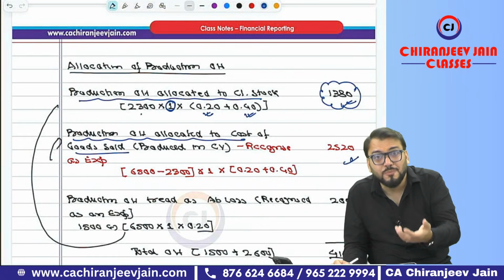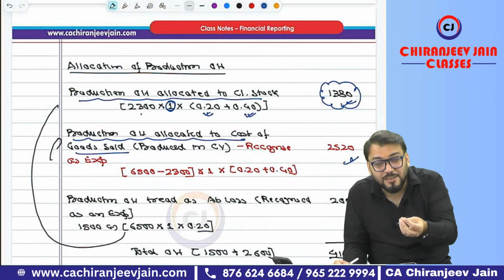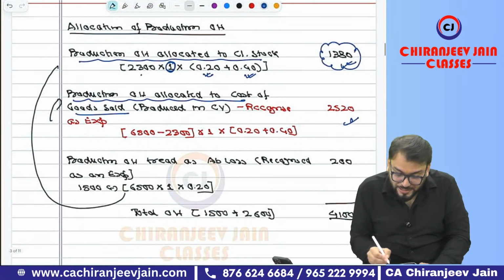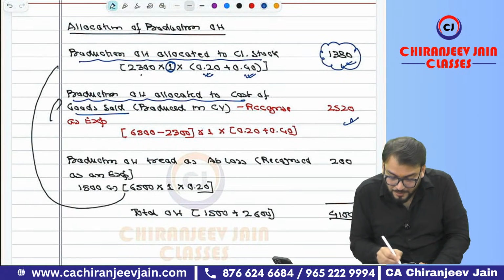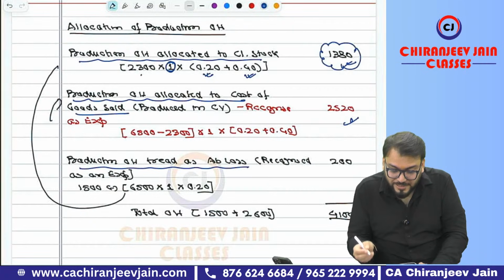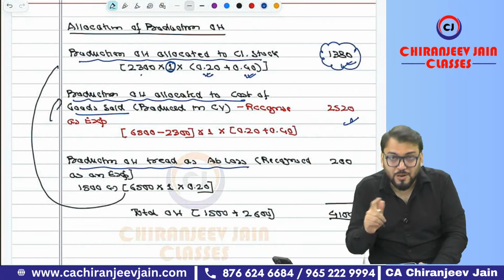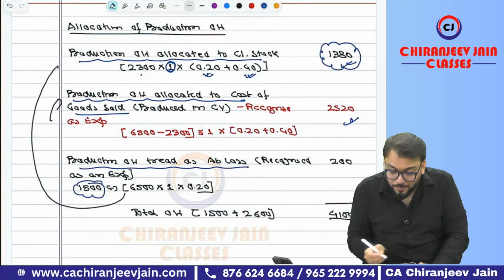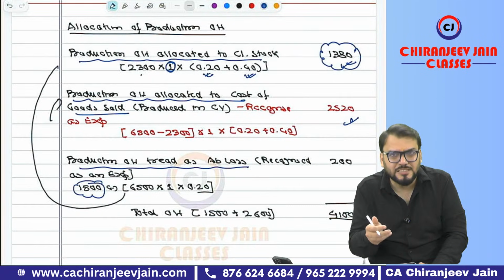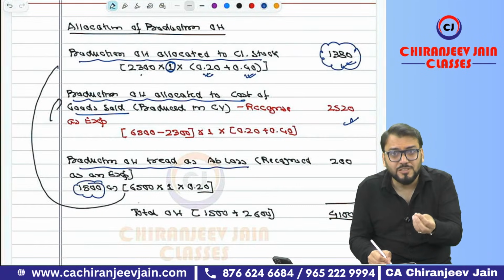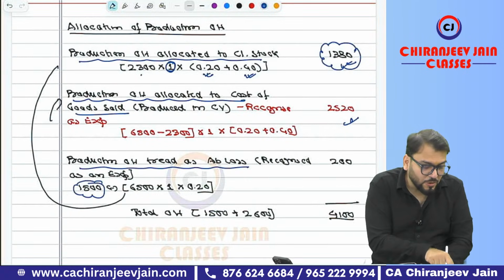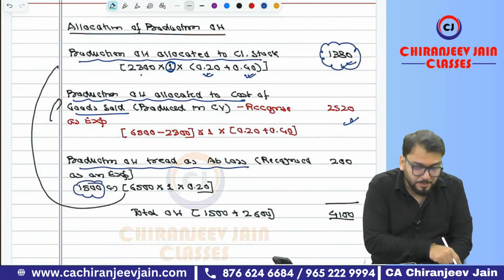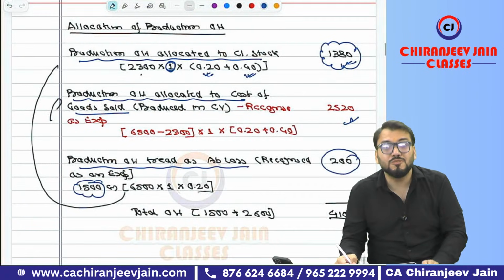Any fixed overhead which has not been allocated will be abnormal loss. So how much? The total production overhead treated as abnormal loss, that is recognized as an expense, will be how much? So what was the total fixed overhead? 1500. How much has been allocated? To the units produced during the year, 6500, we have allocated 0.20. So 6500 into 0.2, that will be 1300. Total was 1500. So 200 will be abnormal loss, that will be charged to PL as an expense.